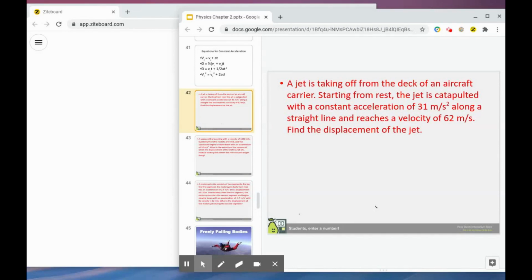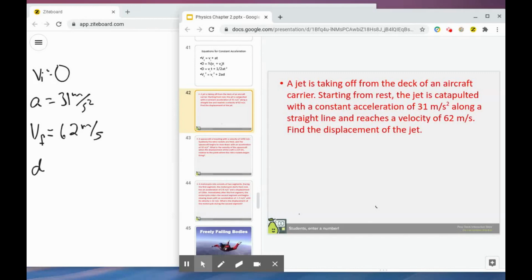Find the displacement. So on any of these problems, the first thing that we want to do is write down everything that we know. So we'll just make a list of all of our variables. So it says it's taking off starting from rest. Anytime we see that, that means the VI is 0. So we can write that down. It's catapulted with an acceleration. So A is 31 meters per second squared. Straight line reaching a velocity of 62 meters per second. So then if it reaches that velocity, that's our final velocity, 62 meters per second. And we want to find the displacement. So we're looking for D.